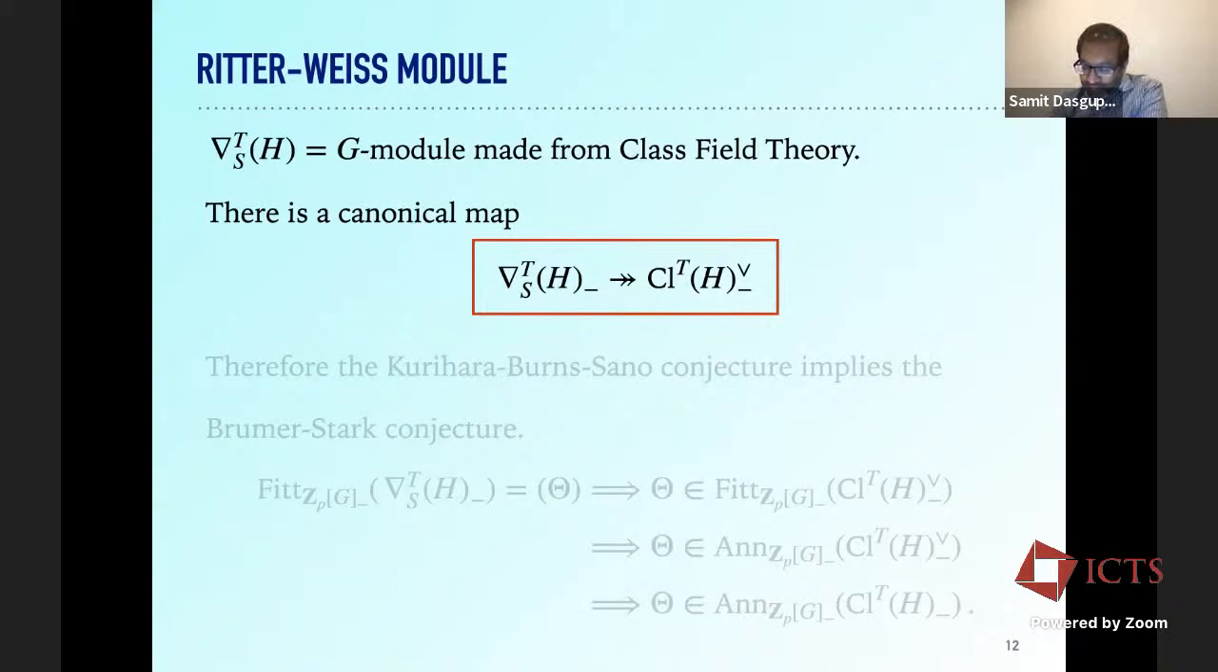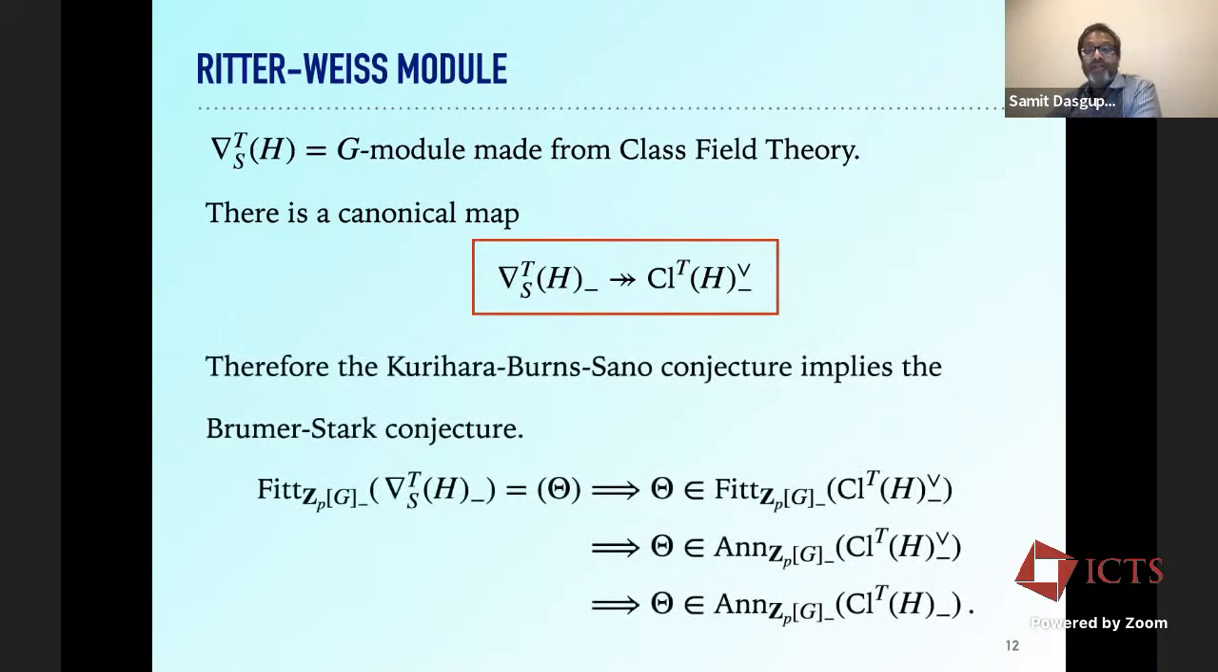And the second conjecture now, from the previous slide, you can see that it implies the Brumer-Stark conjecture. Okay, the second conjecture, in case you've forgotten, is this statement here, that the fitting ideal of nabla is precisely generated by theta, okay? Now, if you remember, I said if you have a surjective map of modules, then you have a containment of fitting ideals. So if the fitting ideal of nabla is equal to theta, then that implies that theta is contained in the fitting ideal of the Pontryagin dual of the class group, because you have such a surjection.